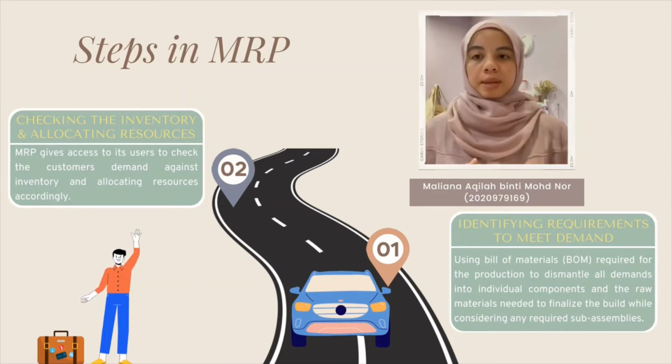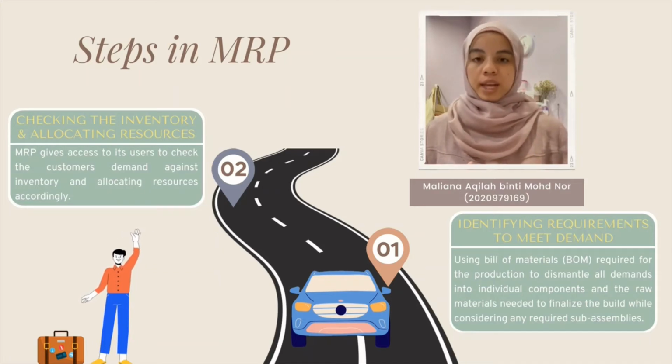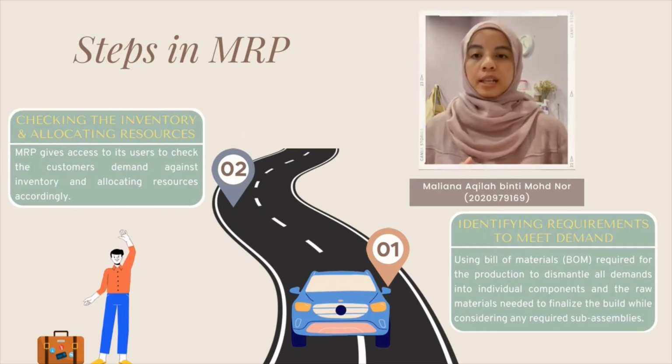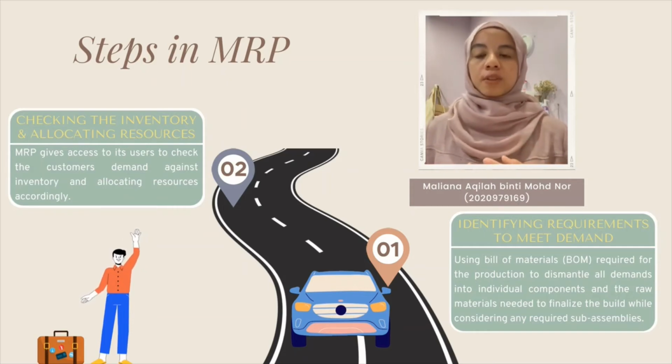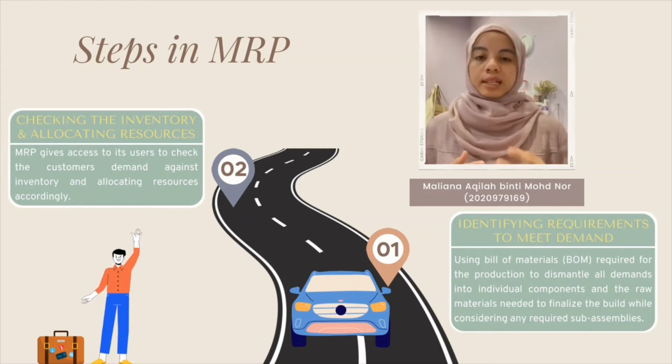The second step in MRP is checking the inventory and allocating resources. MRP gives its users access to check the customer's demand against inventory and allocate resources accordingly. By using MRP, the users can easily track what items are available in the inventory, the location of the stocks even if the company has multiple stores, and the status of the items, whether they are still available or out of stock.